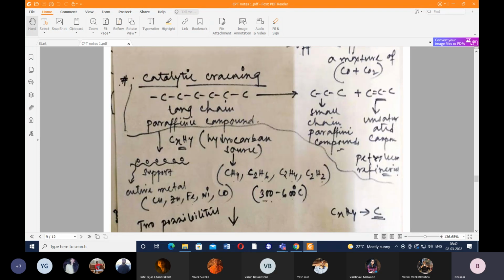By the way, you tell me one thing: do you have any idea what is support, what is active metal? Are these concepts clear to you? Have you ever studied chemical reaction engineering? You have studied this course, right? Yes. Okay. So probably you know what is support or what is active metal, or should I repeat those things again? I think I should repeat it if everybody doesn't know about these things.